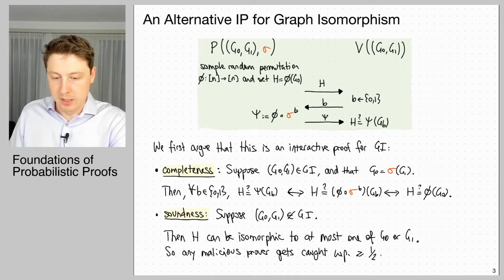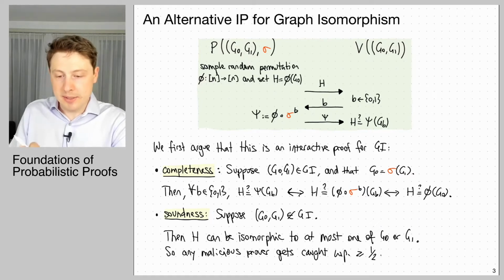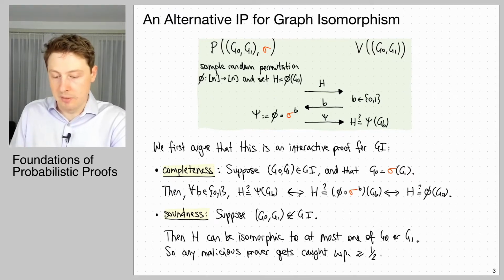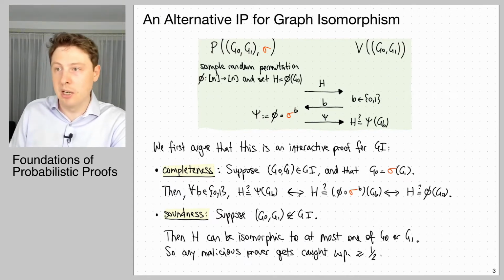Okay? So are we all on the same page that this alternative protocol is an actual interactive proof for graph isomorphism? I mean, it's just different than just sending sigma, right? Sigma is participating, but just something else is happening in interaction. Are we on the same page about that?